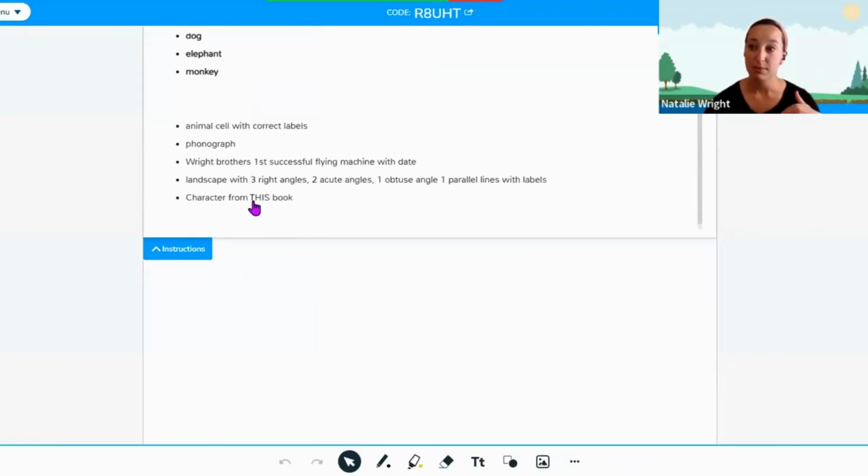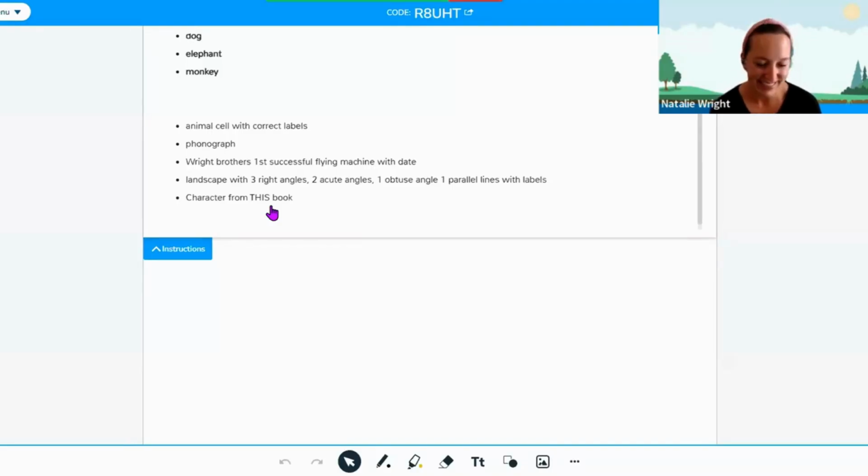Just some different categories. So animals cell with correct labels, a phonograph. Maybe you're talking about inventions: the Wright brothers' first successful flying machine with the dates. You want them to draw that. A landscape, but I want my landscape to have 3 right angles, 2 acute angles, 1 obtuse angle, 1 parallel line. Or a character from this book, whatever book we're reading.